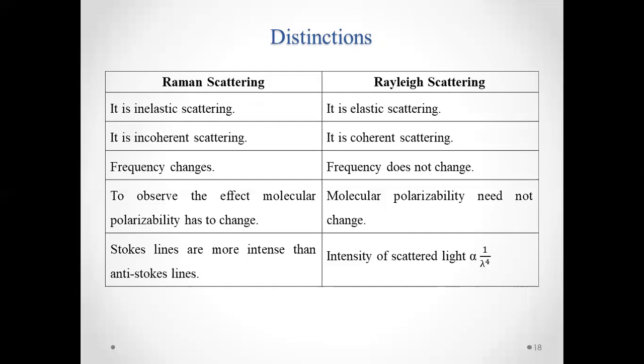To observe the effect, molecular polarizability has to change in case of Raman scattering, and in case of Rayleigh scattering, molecular polarizability need not change. In Raman scattering, Stokes lines are more intense than anti-Stokes lines, and in Rayleigh scattering, the intensity of scattered light is directly proportional to 1 by lambda to the power of 4.